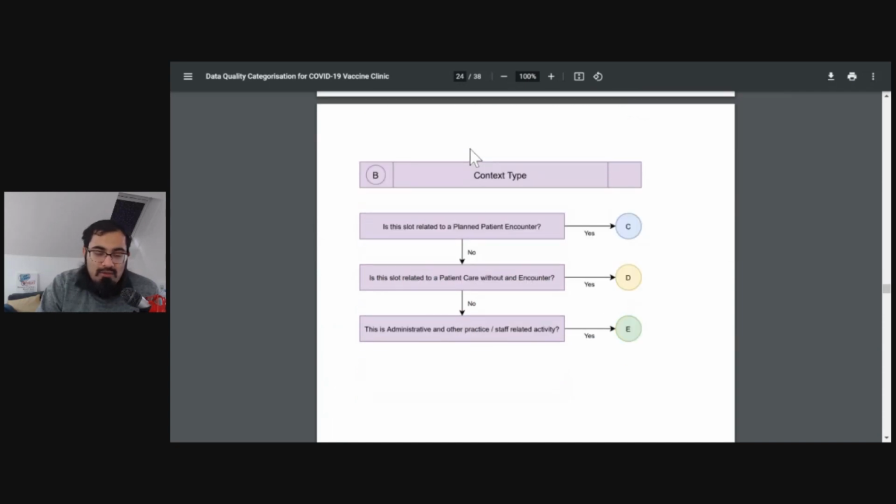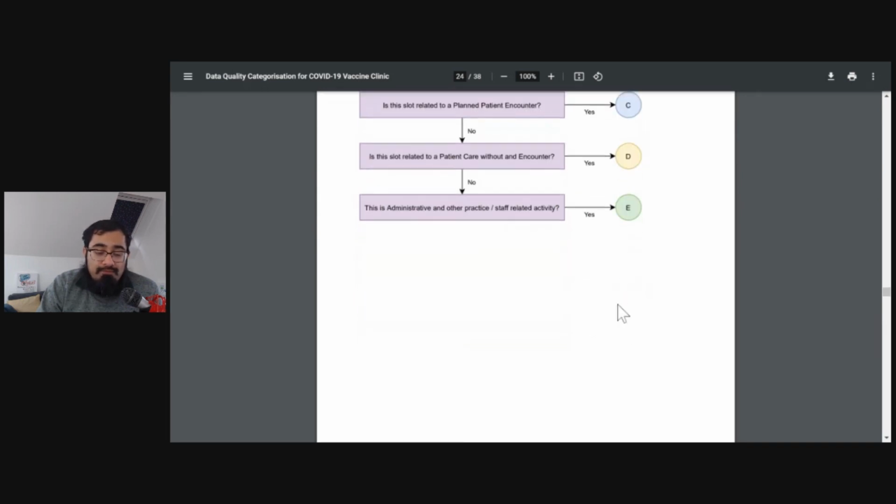The key part is actually the B section, the context type. So this helps you figure out which particular appointments are which. So is this related to a patient encounter? C. If it's not, then is this slot related to patient care without an encounter? So when you've not got the patient in front of you, you go to D. And then is this administrative? Then it goes to E.